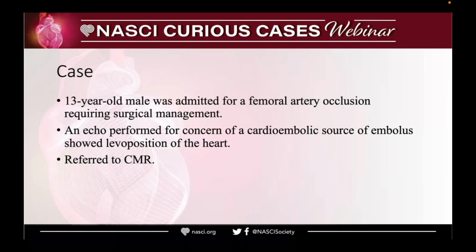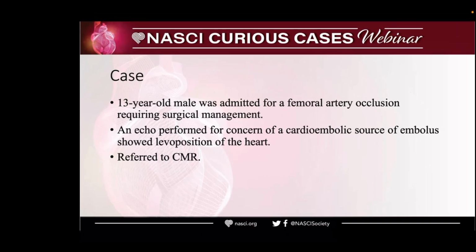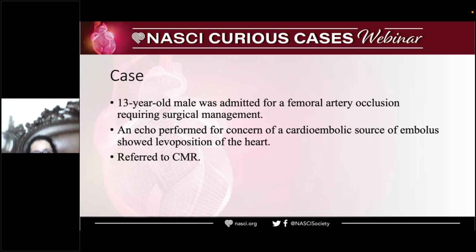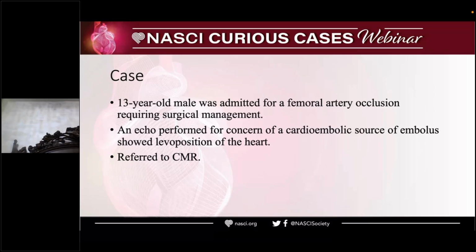Let's dive into another case. This is a 13-year-old, a young man, admitted with femoral artery occlusion that required surgical management. They were concerned that this is a cardioembolic source, so they did an echo, and then the echo showed excessive levoposition of the heart, and the patient was transferred to the cardiac MRI.